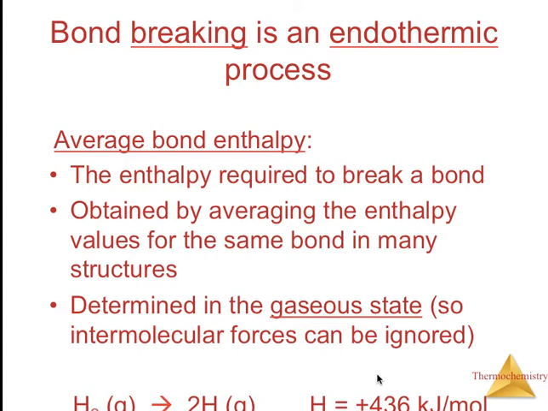Where do these average bond enthalpies come from? Well, the enthalpy required to break a bond is obtained by averaging the enthalpy values for the same bond in many structures. So experimentally, they determine how much energy it takes to break these molecules into the gaseous atoms, and then they average them. Because depending on the compound, you're going to have different attractive forces. So these are average values determined experimentally.